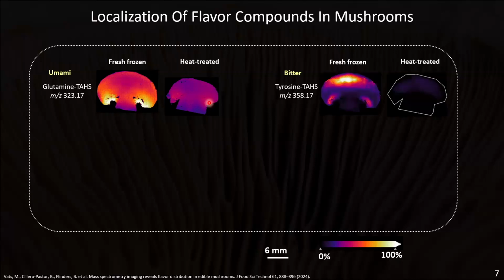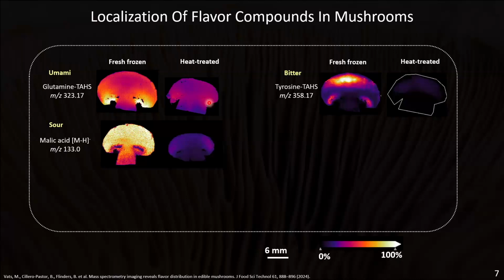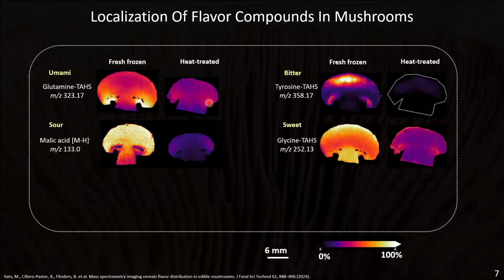And then a very cool distribution of a bitter tasting tyrosine compound, and a sour tasting malic acid, and a sweet tasting glycine. As I said, there are many more amino acids and organic acids that I analyzed.